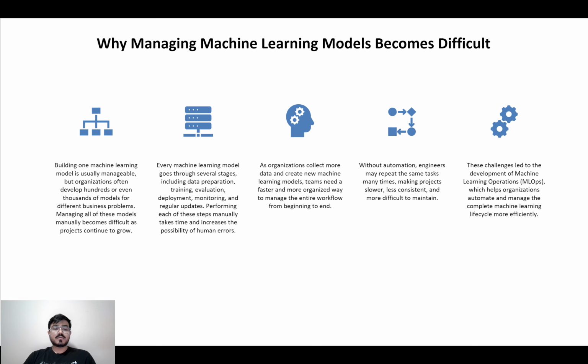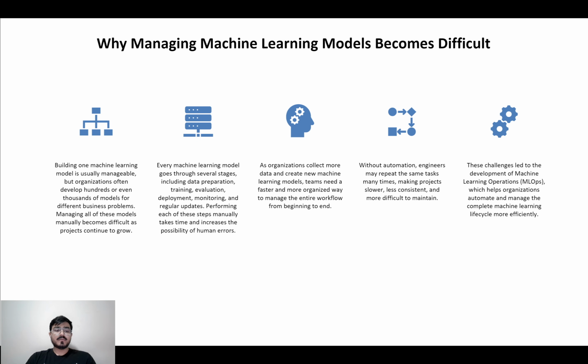Imagine a small company that has only one machine learning model. Managing that single model is usually not very difficult. The team trains the model, tests it, deploys it, and monitors it. Everything is manageable. Now imagine a large company like Amazon or Netflix. Instead of one model, they may have hundreds or even thousands of machine learning models.